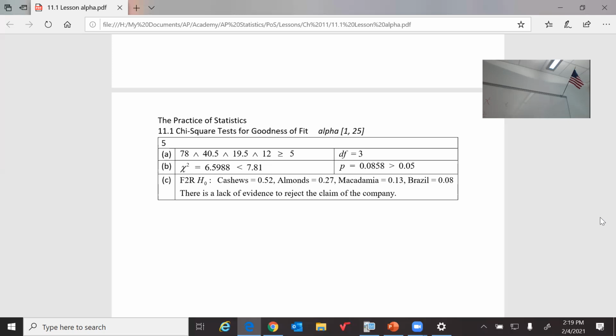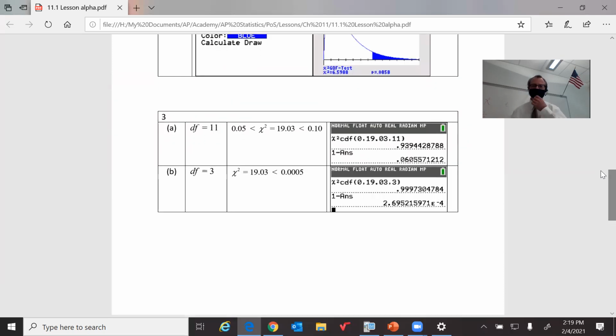Then question 3 is different. So we back up to question 3. And it says, suppose your test statistic is 19.03. What does that mean? 19.03 is the sum of observed, take away expected, squared, divided by expected. So that number is not going to mean anything to you. It's just some number. It doesn't help us without the p-value.